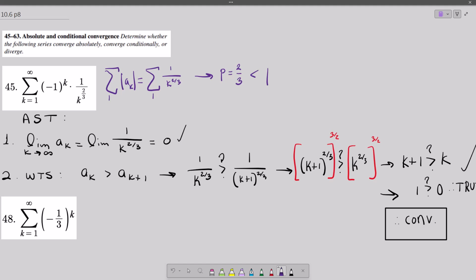We know that for a p series to converge, p has to be bigger than 1. If p is not bigger than 1, you have divergence. So this diverges. So now we have divergence for the absolute values. We have convergence for the series with the minuses. So our big conclusion is that we have conditional convergence.